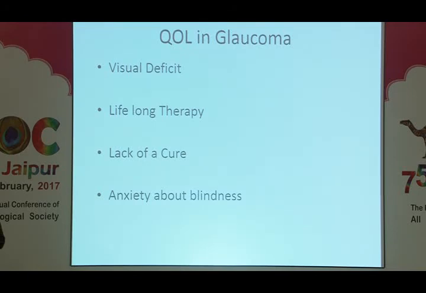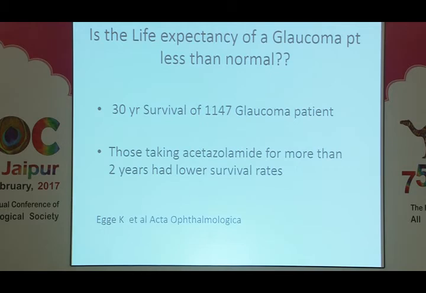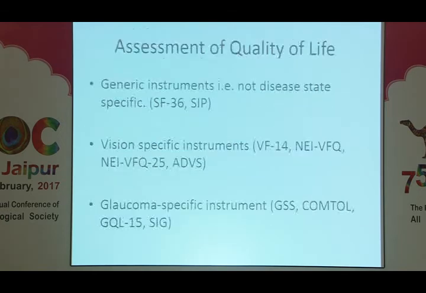So in a glaucoma patient, obviously it would depend upon the visual deficit the patient has, the fact that he needs therapy for long, the fact that there is no cure, and there is always this anxiety that they might go blind. This study from Scandinavia showed that the life expectancy of these patients with glaucoma is also much lower than that of healthy patients or those who have other kinds of eye problems. So the quality of life of our glaucoma patients is definitely poor, there is no doubt about it.